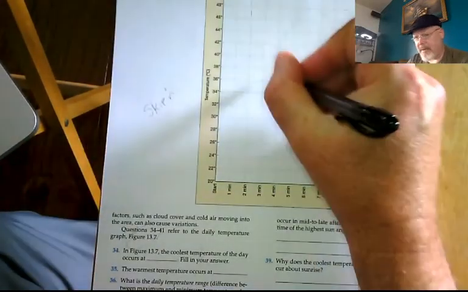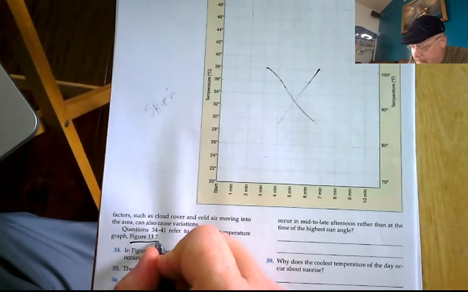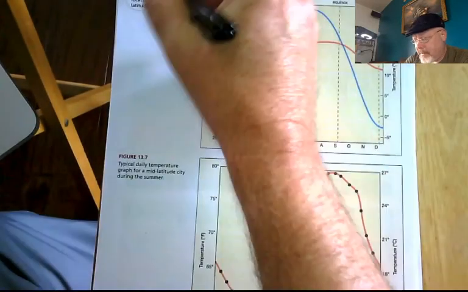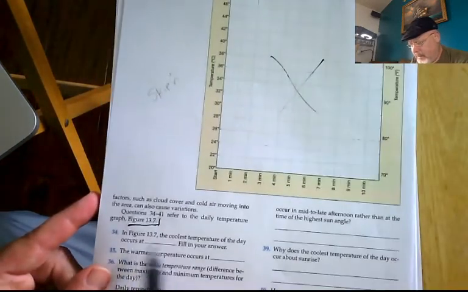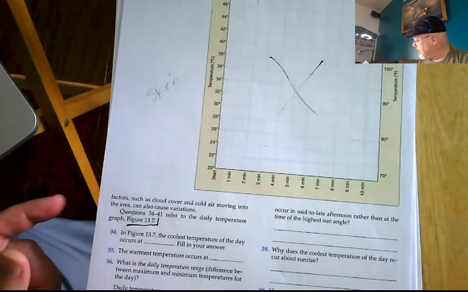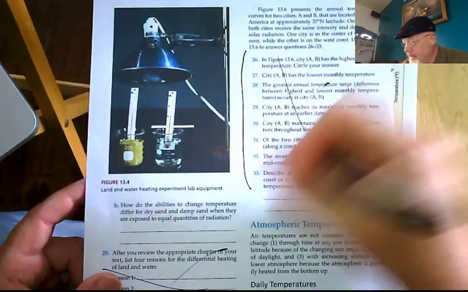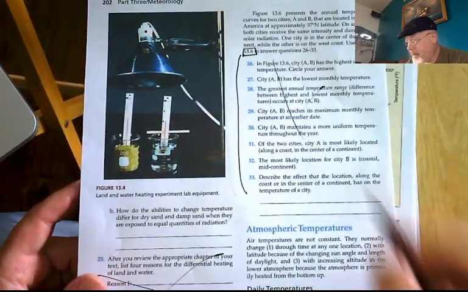And by the way, this chart right here has to deal with the water and land experiment. So this says figure 13.7, which is on the next page. Figure 13.7 is this right here. So we're looking at 13.6 and 13.7. And figure 13.7, the cool, oh wait, did I miss something? Oh, I'm sorry, 26 through 30, you do have to do this one. That refers to 13.6. That's no longer the experiment anymore.